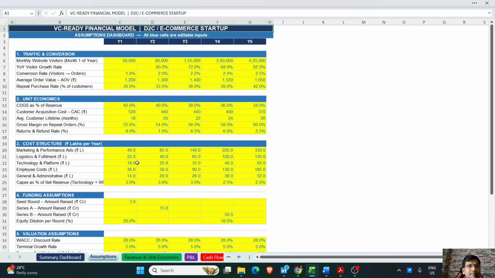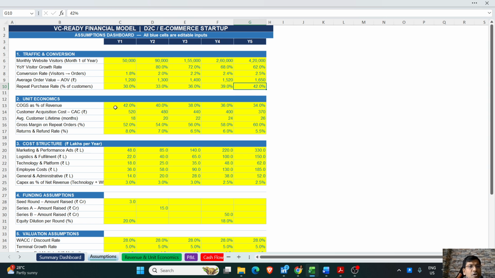So we will assume that, let's say, this company either sells food supplements or shampoos or anything where the method of acquiring consumers is through the website. Then there are a host of assumptions which are critical to the model's requirement. One, we have the monthly website visitors, in terms of how many visitors there are each month, and then what is the year on year growth in terms of the visitors, what is the conversion rate, what is the average order value, and how many of the customers keep repeating the purchase. So it could be 30%, 33% going up to 42%.